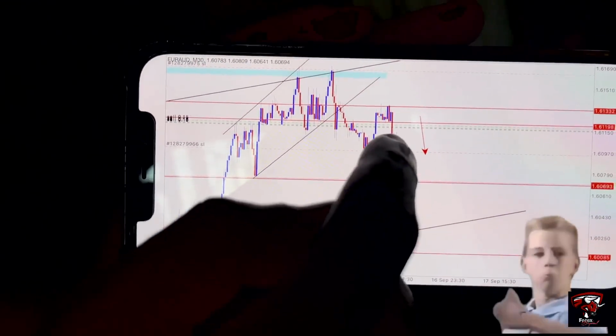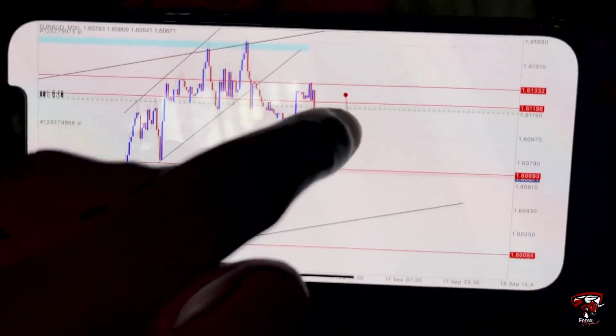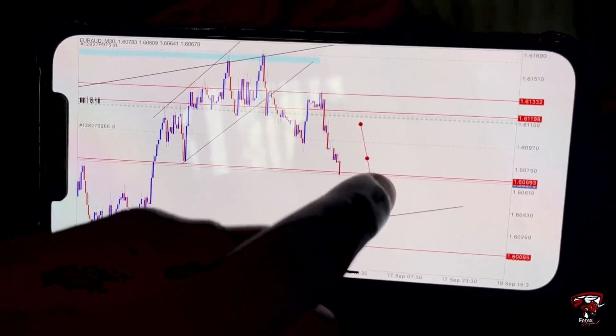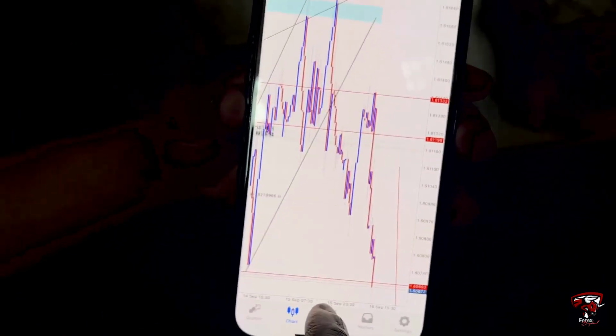Now we have a stop loss below our profits to protect the profits, so that we can possibly maximize these profits towards this level over there. So this is a swing trade on this one. You can see already the profits here are protected.